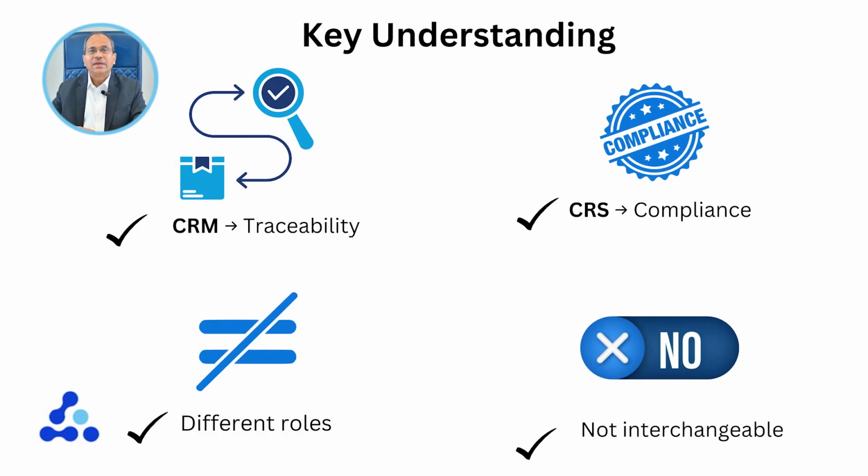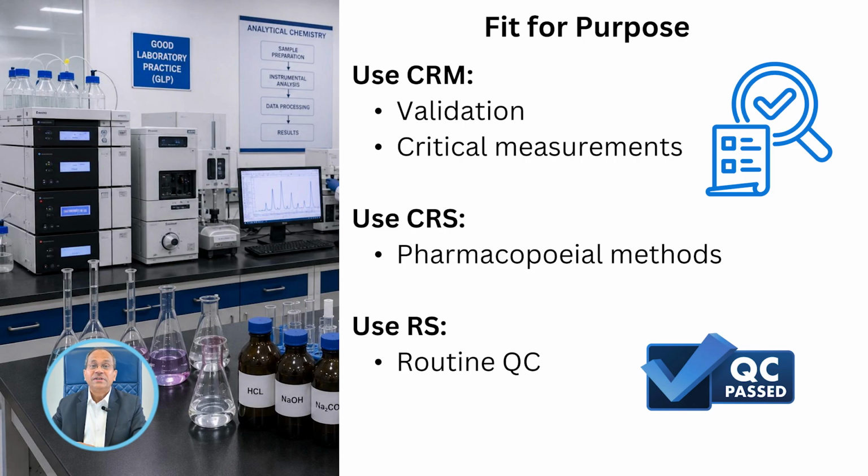So a CRM gives you measurement confidence through traceability and a CRS gives you regulatory acceptance. They serve different roles and are not interchangeable. Selection must always be based on the intended application and level of confidence required. The key is fitness for purpose. You don't always need the highest level, but you must choose the right standard for the right application. Scientific judgment lies in choosing what is appropriate, not simply what is highest.